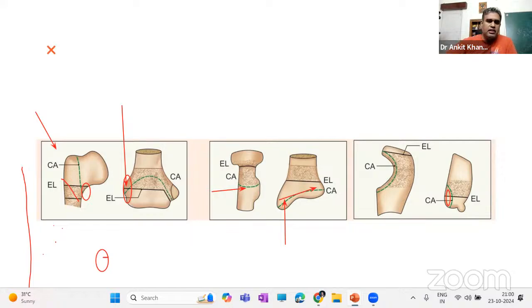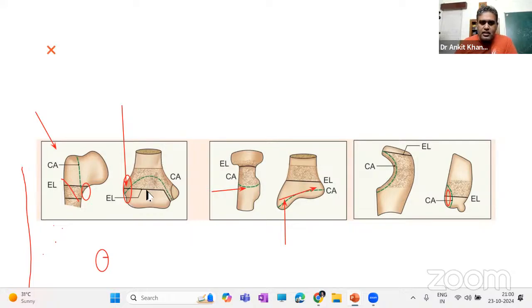So if we start from the left diagram over here, we are seeing this epiphyseal line is partly intracapsular. The green line is the capsular attachment, right? So you can imagine the shoulder joint capsule is over here. In the left diagram, as you can see, at the upper end of the humerus, a very small part of the epiphyseal line is entering inside the capsule, partly intracapsular. So there's not much to worry about over here.